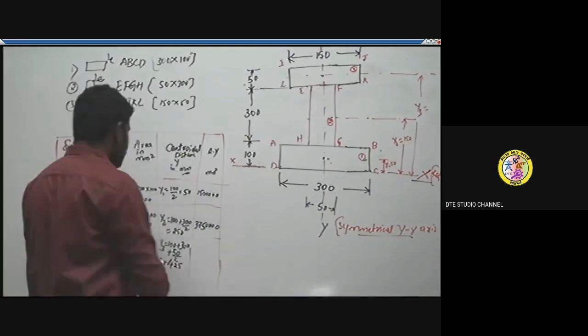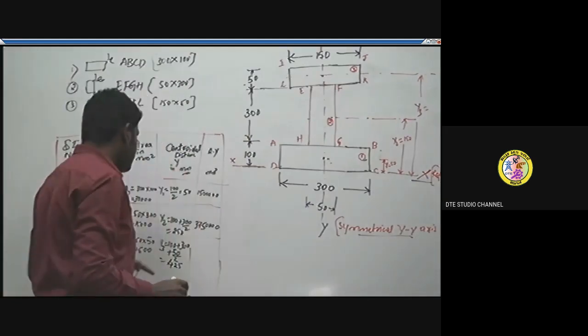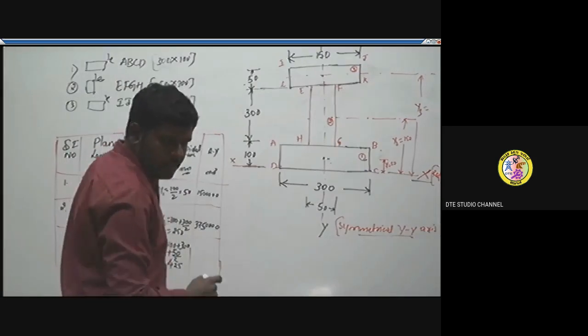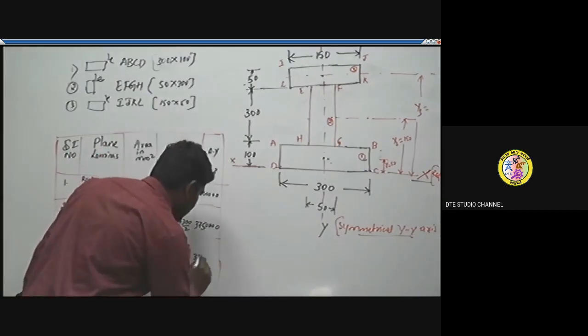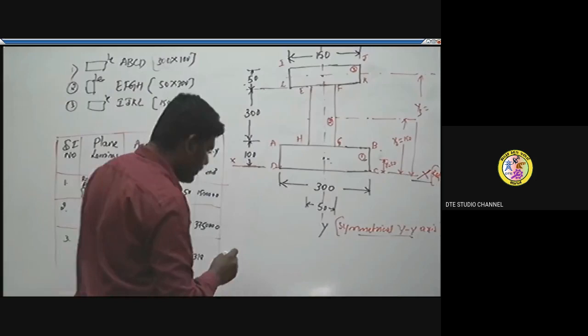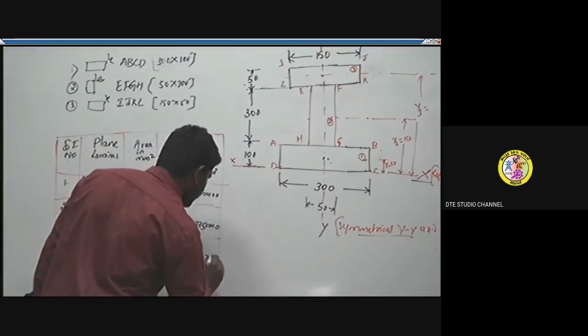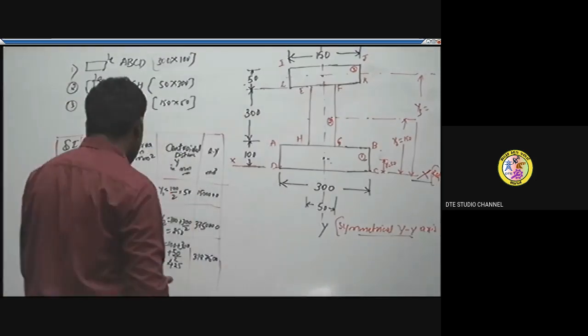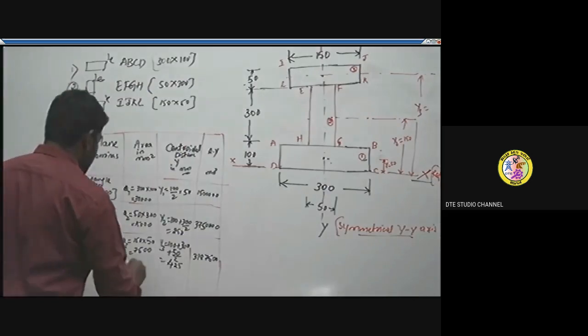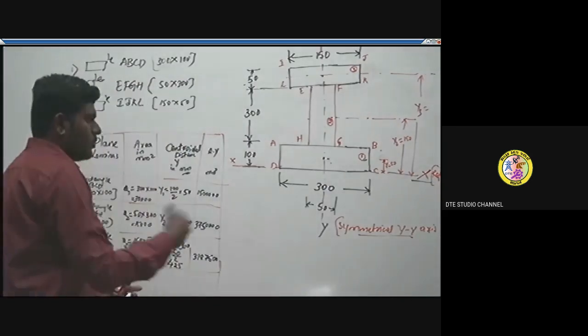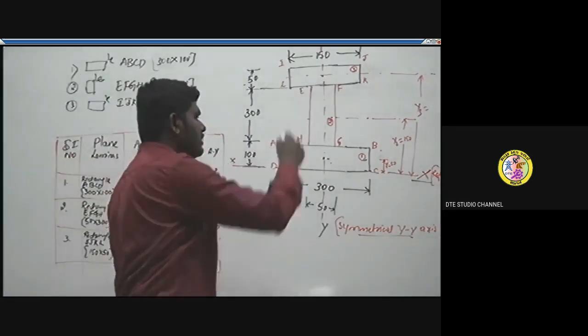Okay. So the product of these two, A3 and Y3, will be in numbers 3187500. Okay. So these are the coordinates we calculated correspondingly for this given I section.